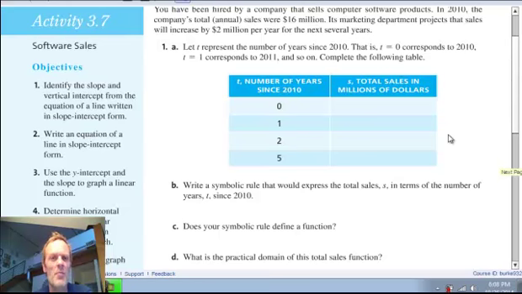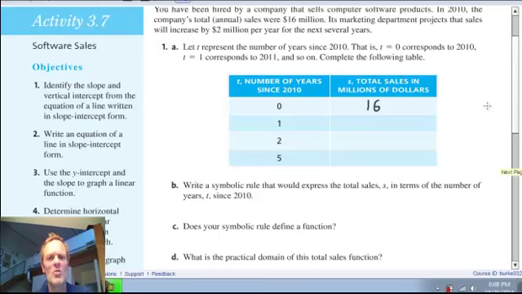Okay, so we've got this problem here. In 2010, annual sales 16 million. Now 2010 is the starting year, so that's t equals 0. So what we're going to do is put 16 right here. Okay, there. So in 2010, the starting year, 16 million.